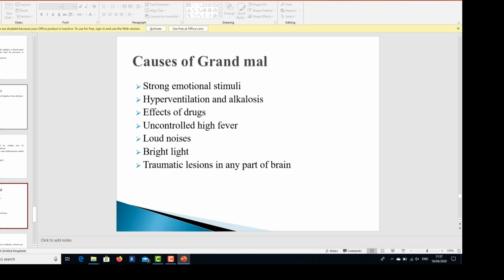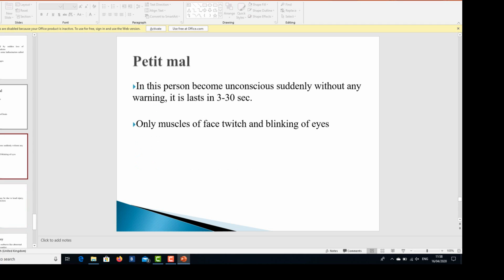Now the causes of grand mal epilepsy can be strong emotional stimuli, hyperventilation, alkalosis, effects of drugs, very high uncontrolled fever, loud noises, bright light, traumatic lesions in any part of the brain. Then petit mal epilepsy.